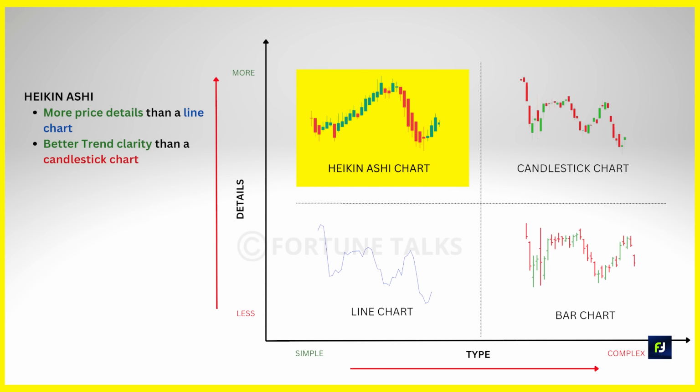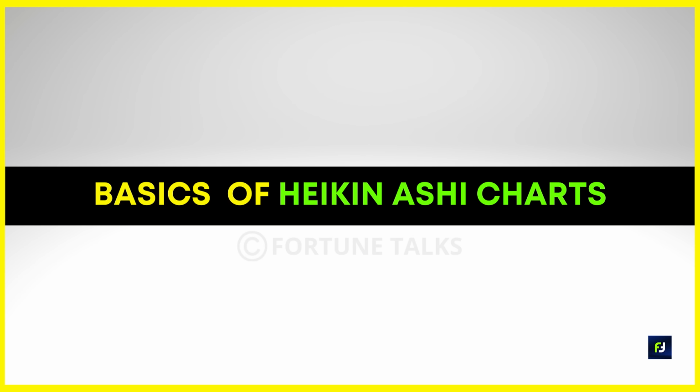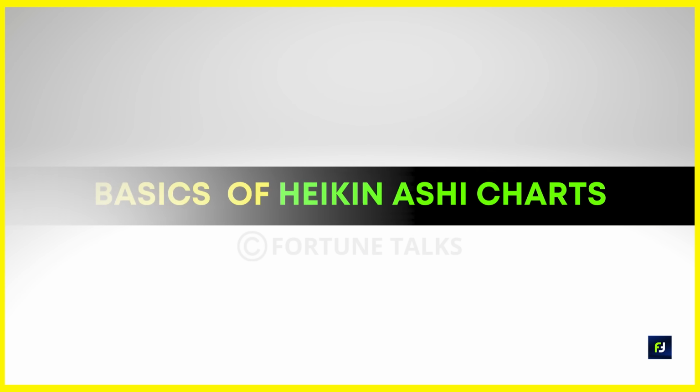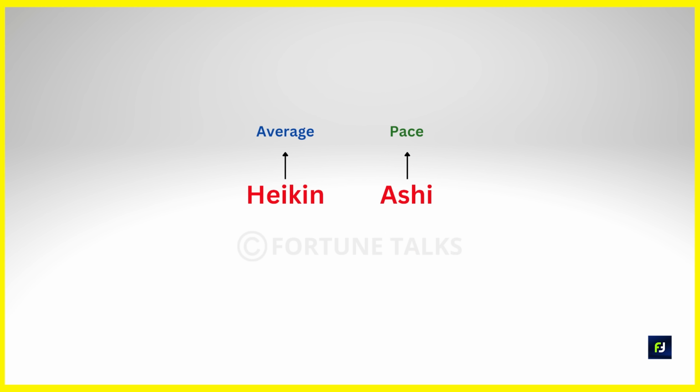Now, having understood why we need to consider Heikin Ashi, we are ready to take a look at what Heikin Ashi is. Starting from the grassroots level, the Heikin Ashi trading technique was developed in the 1700s by Munehisa Homma, a rice merchant from Sakata, Japan, who is also considered to be the father of candlestick charts. In Japanese, Heikin means average and Ashi means pace. Clubbing together, Heikin Ashi represents the average pace of prices.